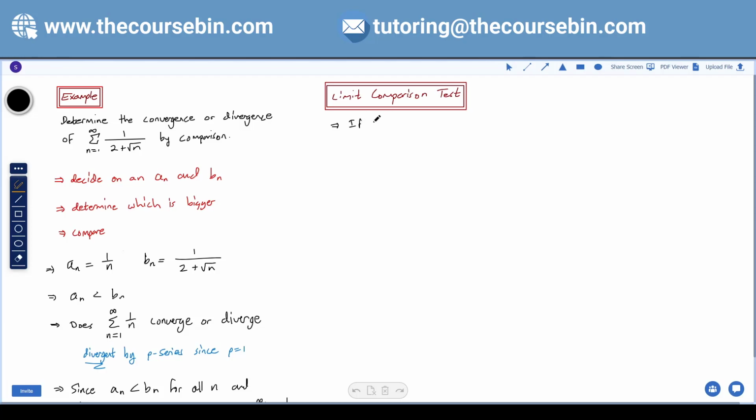So say, for example, you have an a sub n that's bigger than 0 and a b sub n that's bigger than 0. And then when you take the limit as n goes to infinity of a sub n over b sub n, you get some finite value L. So L is finite and positive.